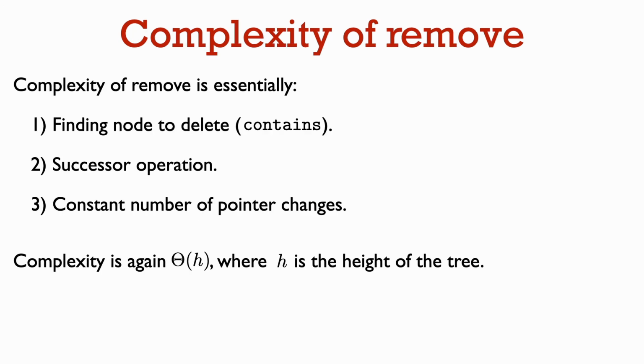Finally, let's look at the complexity of the remove operation. We can essentially express the actions of the algorithm in terms of algorithms we have already seen. We first have to find the node with the key to delete. That's just like the contains algorithm. If this node has 2 children, then we have to find its successor. We've already seen how to do that. Apart from that, we just have a constant number of pointer updates to excise and insert nodes into their proper locations in the tree. So the complexity of remove is again theta h, where h is the height of the tree.